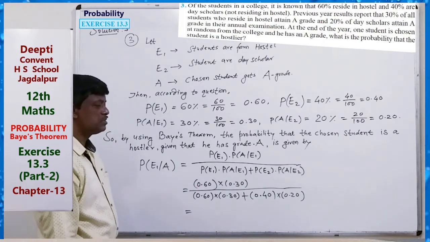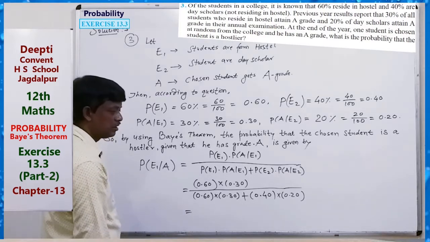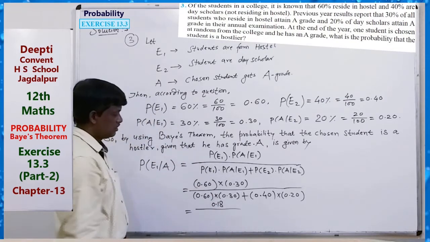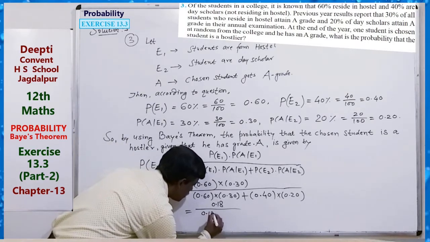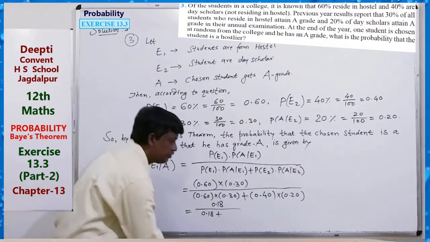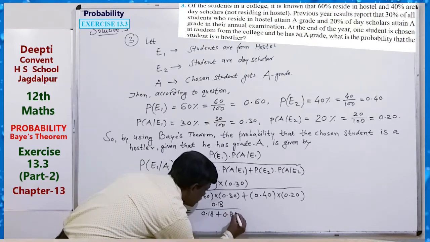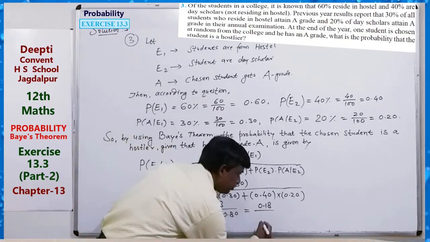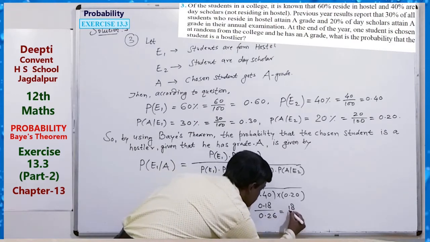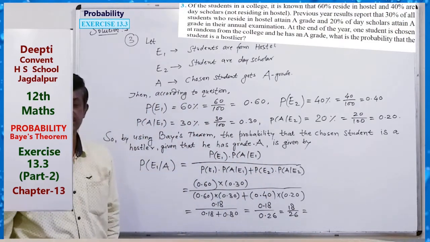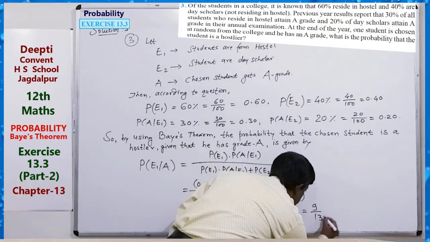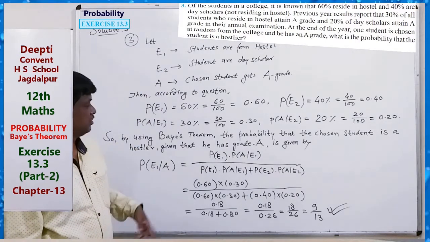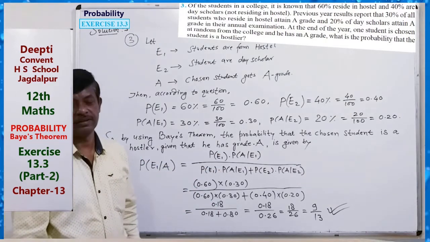0.60 into 0.30 is 0.18, upon 0.18 plus 0.08, that is 0.18 upon 0.26. So 18 by 26 means 9 by 13. This is the probability. Just set this notation for given questions. So Bayes theorem gives the result.